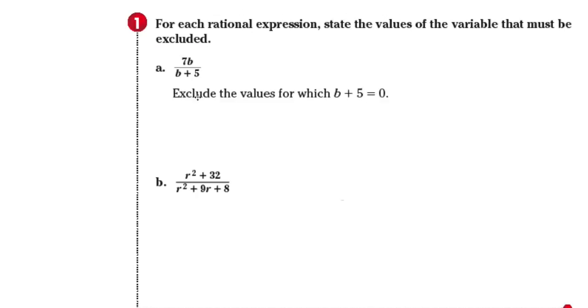And if you solve that equation, b plus 5 is equal to 0, and solving for b, okay, we subtract 5 from both sides, and you end up with b equals negative 5. Therefore, the excluded value of this particular rational expression is that b should not be equal to negative 5.